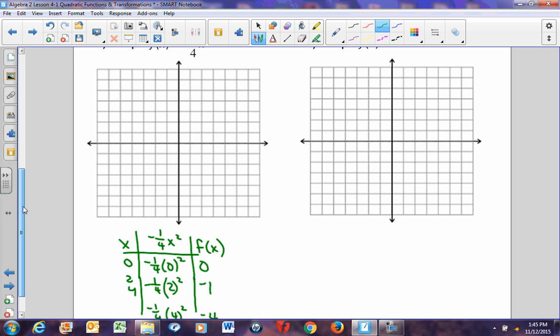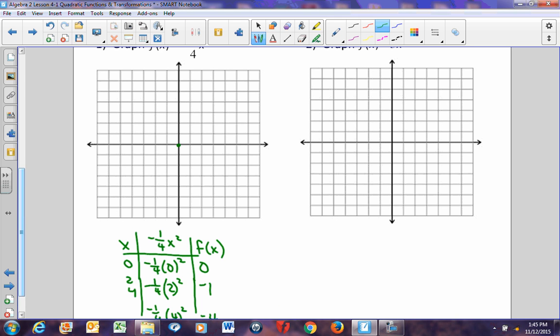If I was to plot those, here's (0, 0), and I have (2, -1). So I'm going to have the mirror image to that. I went over 2, down 1, so I need to go left 2, down 1. There's the mirror image to that. And then I'm going to go over 4, down 4. So I'm going to go to the right 4, 1, 2, 3, 4, down 4, 1, 2, 3, 4. I'm also going to do the mirror image of that point.